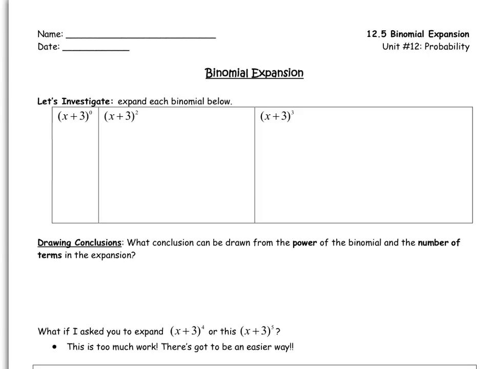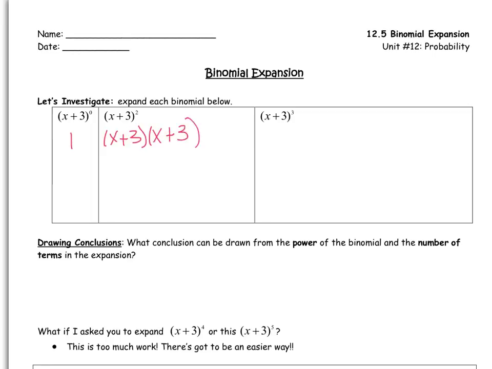So if I take x plus 3 and raise it to the 0 power, what do I get? You should be saying 1 because anything, no matter what it is, raised to the 0 power equals 1. What does it mean to square a binomial? It means multiply by itself. So x plus 3 times x plus 3.